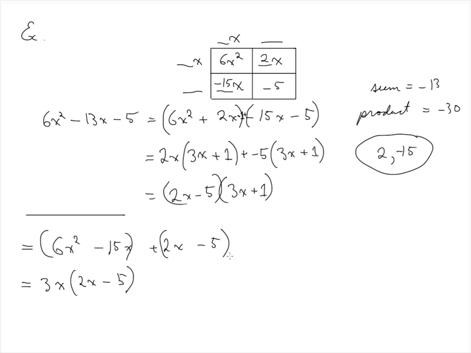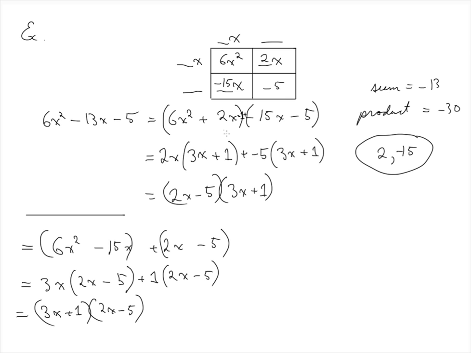Plus, and now let's write this as 1 times 2x minus 5, because 1 is the multiplicative identity. So 1 times 2x minus 5. So here we get 3x plus 1 times 2x minus 5, which is the same answer. The factors are in a different order, but again, order doesn't matter when we're multiplying.